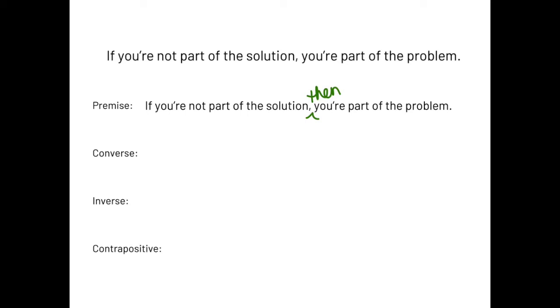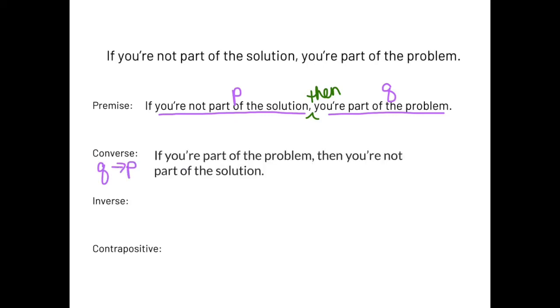The converse, well, first let's make sure we understand what the P and Q are. If you're not part of the solution, so not part of the solution would be your P, then you're part of the problem would be your Q, because that's from our original premise. We will now flip that so that the converse is if Q, then P. If you're part of the problem, then you're not part of the solution is the converse.